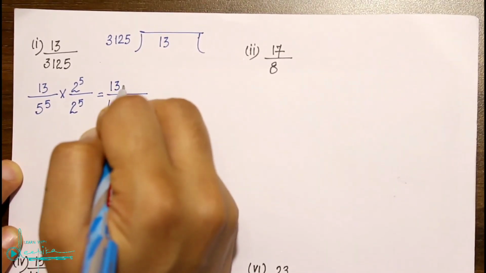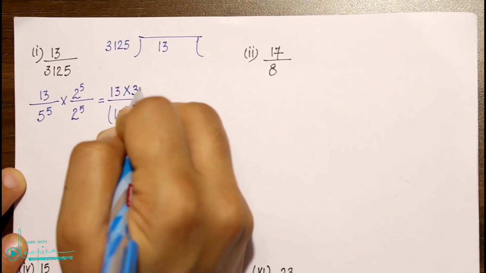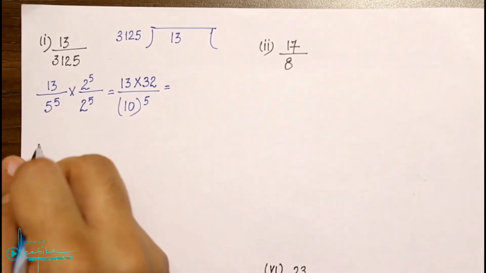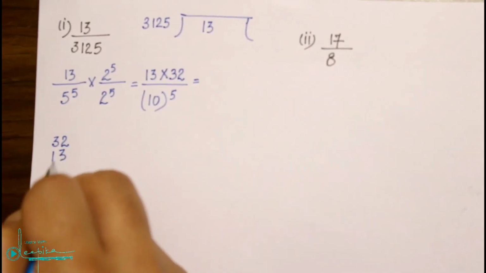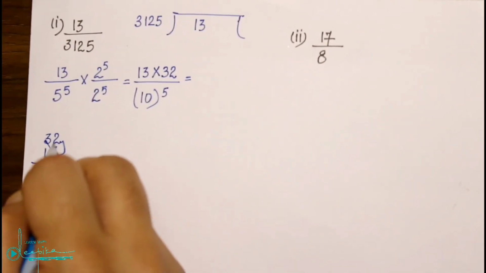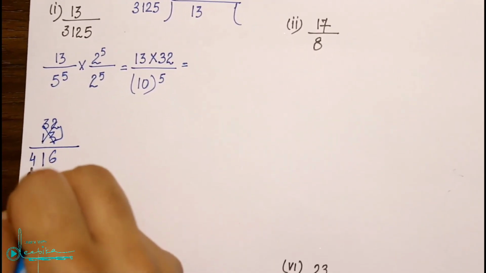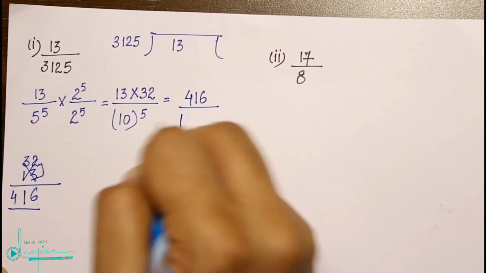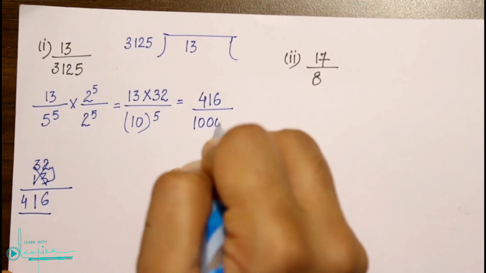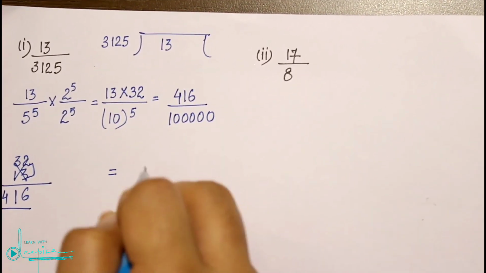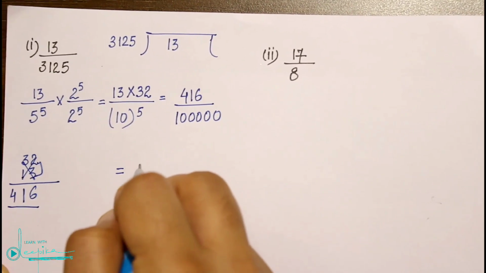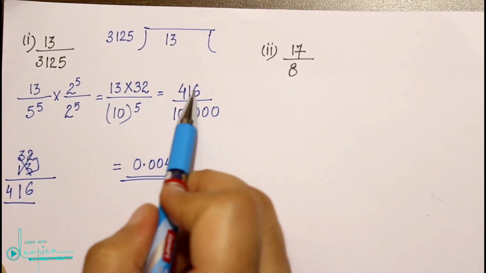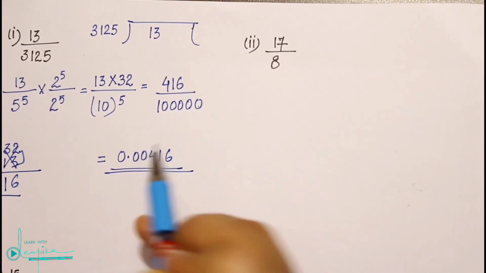Also in numerator you will get 13 multiplied by 2 raised to power 5, which is 32. So it's easy to multiply 13 and 32. Let's multiply them. 32 multiplied by 13. 6, 9, 1 and 4, 1, 6. In numerator you will get 416, and in denominator 10 raised to power 5 means 1, 2, 3, 4, 5 zeros. So the decimal expansion of this number will be 0.00416. Point will come before 5 decimal places.